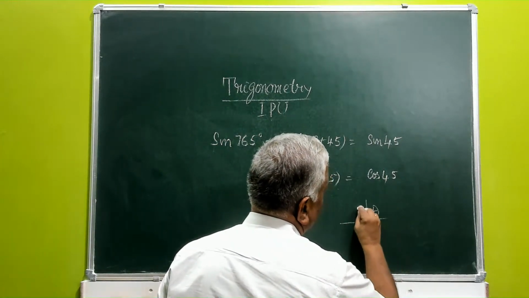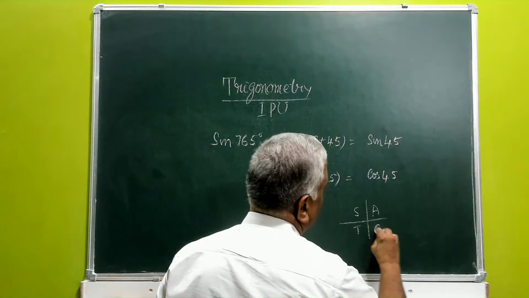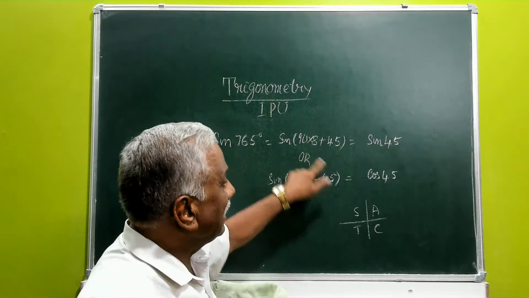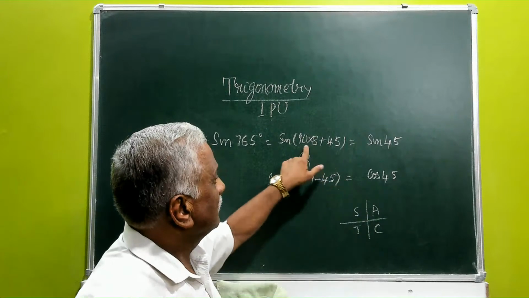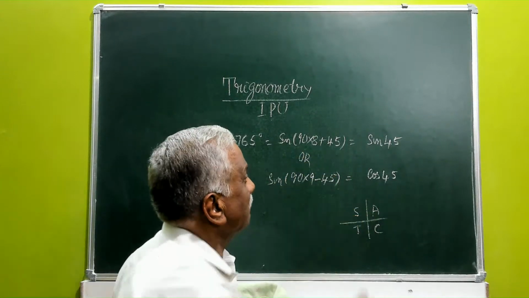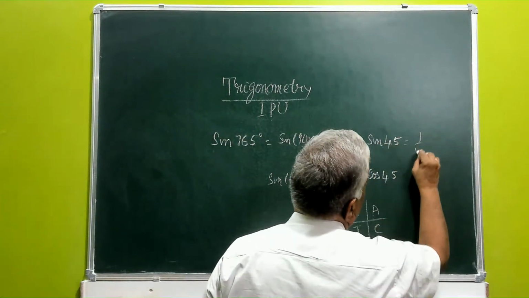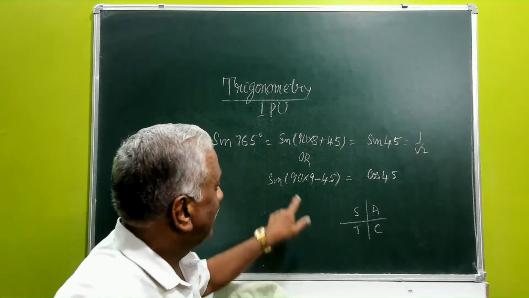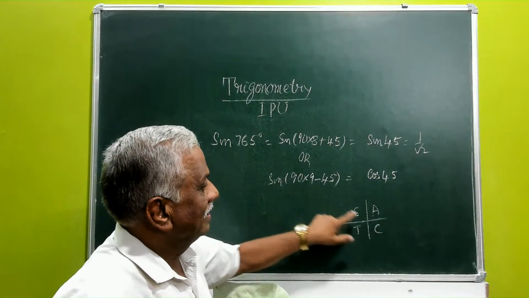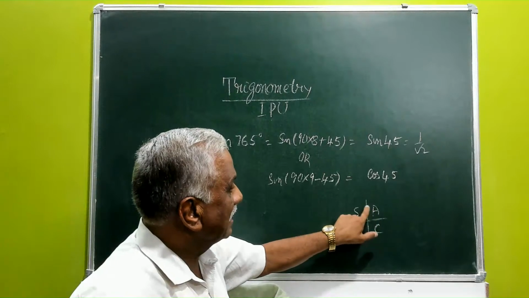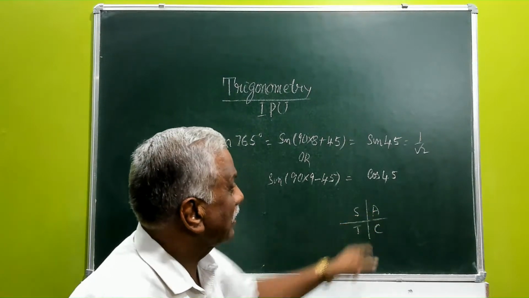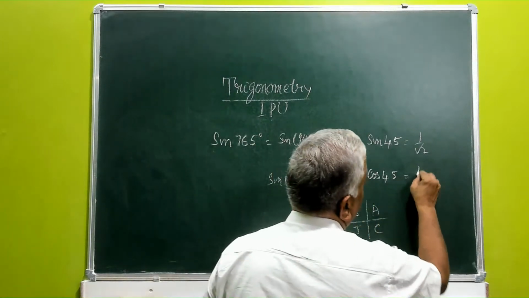First quadrant, second quadrant, third quadrant, fourth quadrant. 90 into 8 means second round is over. So 8 plus 45 it comes to first quadrant, therefore this is positive, therefore answer is 1 by root 2. 90 into 9, 8 is over, 9 is over. This is 9 minus, that will come to first quadrant only, that's also positive.